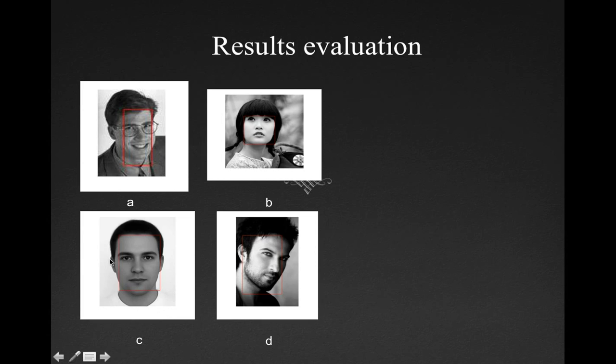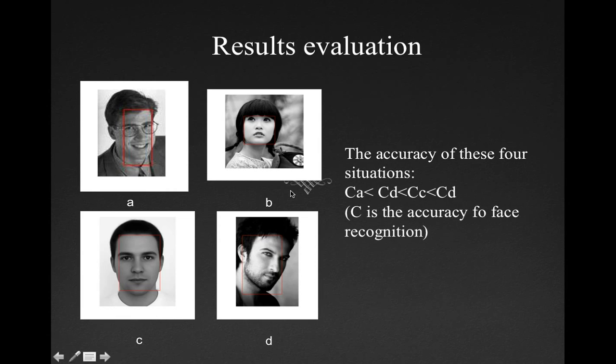The image C is clear, and the image D is cut short by one side. After simulation, I got this result. The accuracy of image A is lower than the accuracy of image D, and this is lower than the accuracy of this image, and the accuracy of this image is lower than the accuracy of image B.